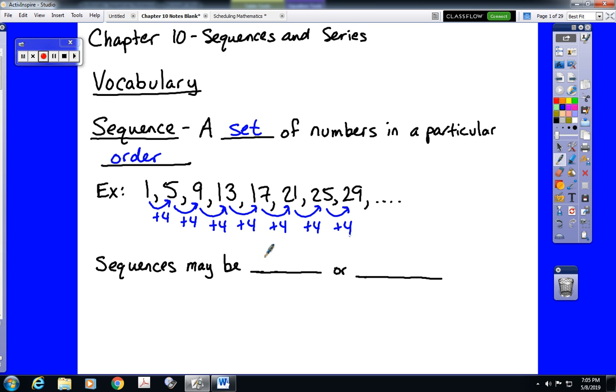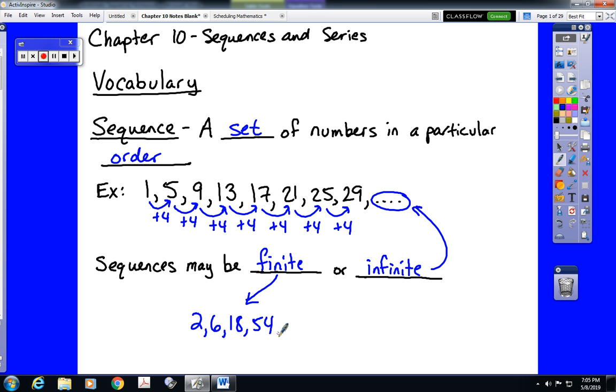Now, sequences come in two different forms. You have finite sequences and you have infinite sequences. The difference between the two is that infinite sequences will go on forever, whereas finite will end. Something like 2, 6, 18, 54 would be an example of a finite set where the pattern, again, is consistent. We know what the pattern is, so we can predict each term.